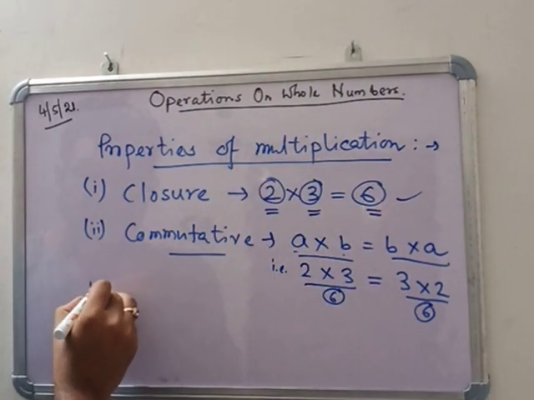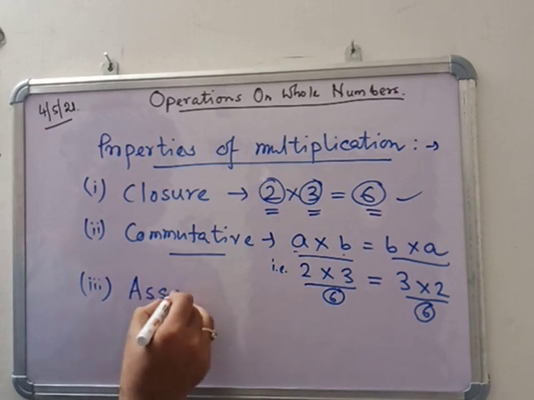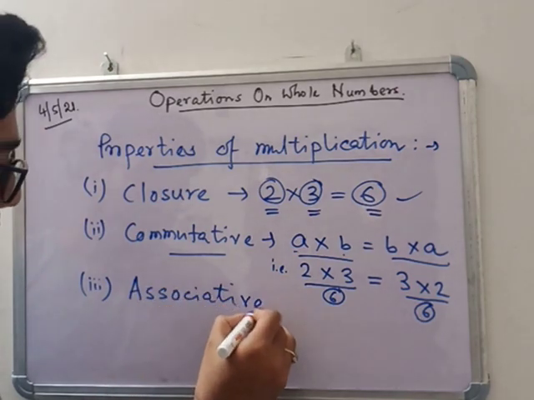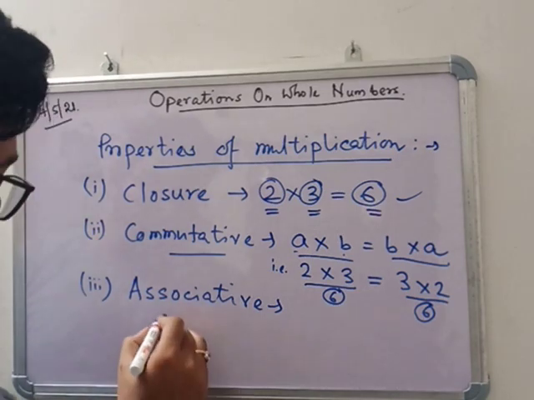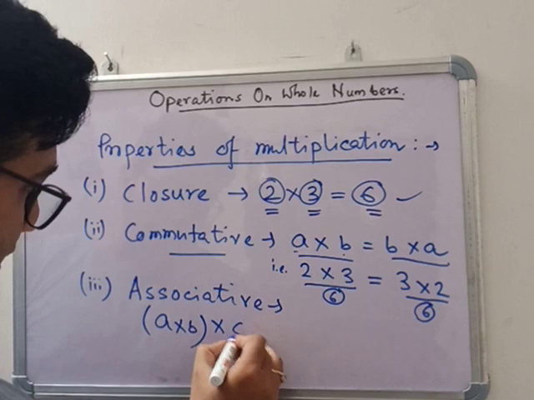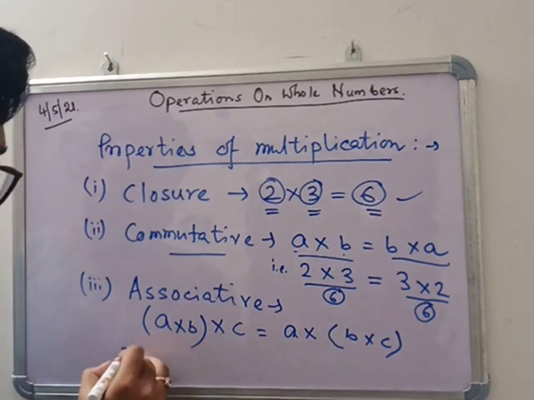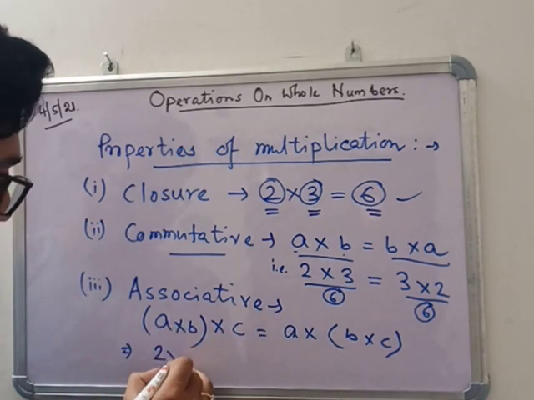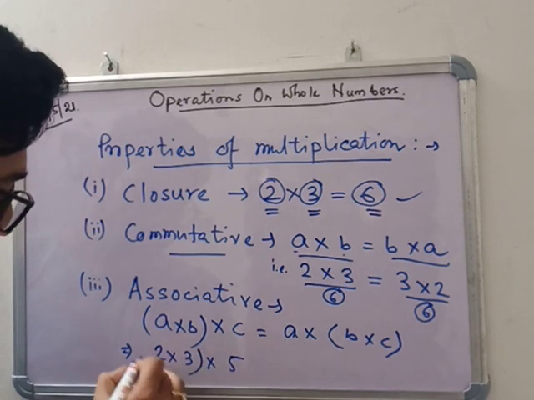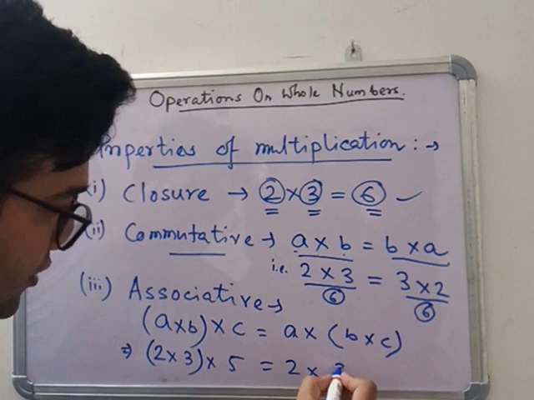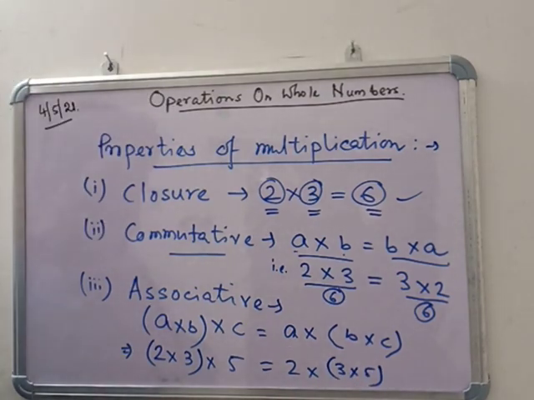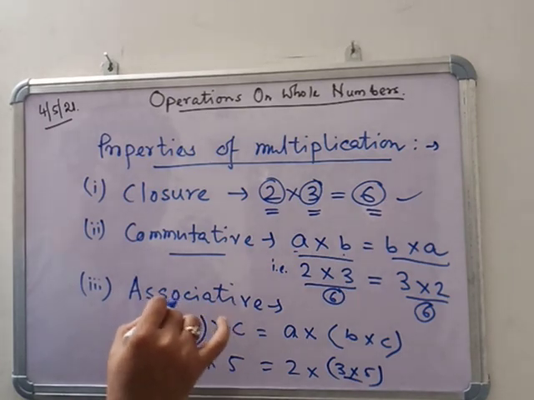Clear? Now number 3, the associative property. Associative property means (A into B) into C equals A into (B into C). If we choose any three numbers, suppose I choose (2 into 3) into 5 equals 2 into (3 into 5). Here 2 into 3 is 6, and 6 into 5 is 30. Similarly 3 into 5 is 15, and 2 into 15 is 30. So both give 30. That means the associative property holds.